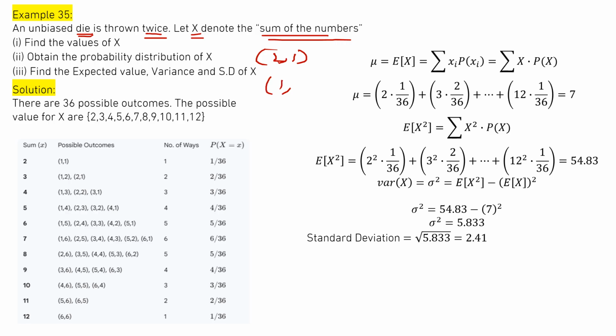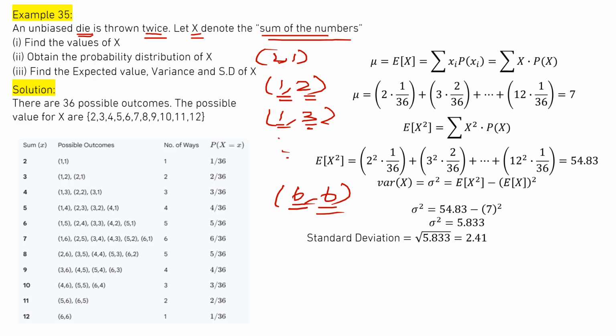If I say 1 comma 2, what is the meaning? First time the die shows 1. Second time it shows 2. If I say 1 comma 3, first die shows 1, second die shows 3, like that. Okay, so what is the last option? 6 comma 6. 6 comma 6 means first die shows 6, second die shows 6.